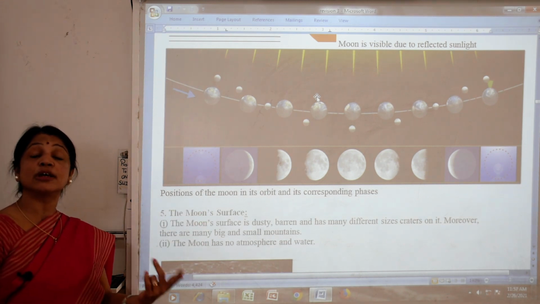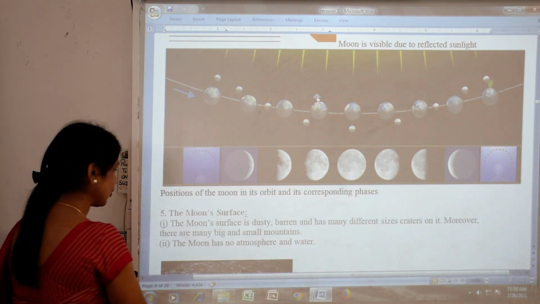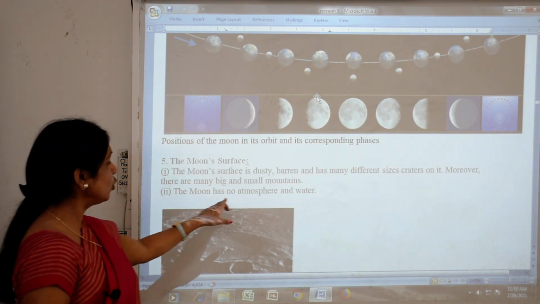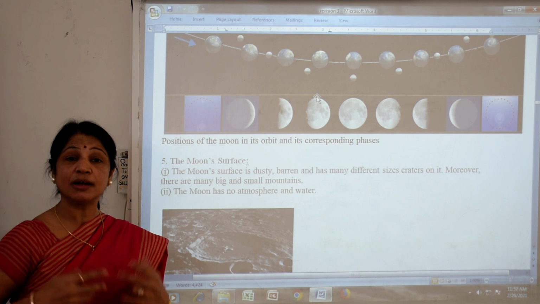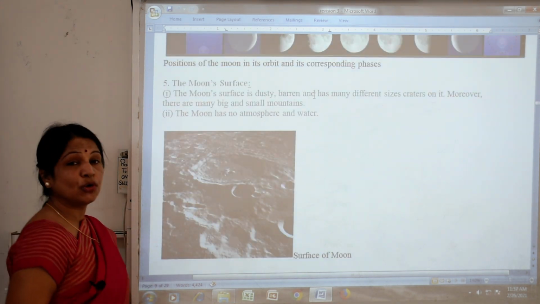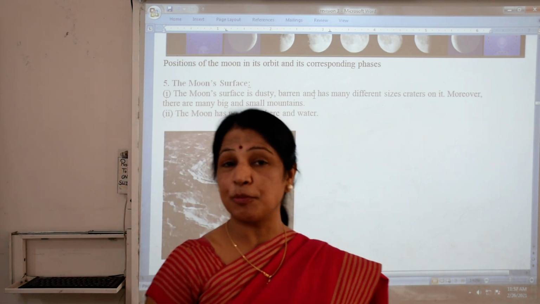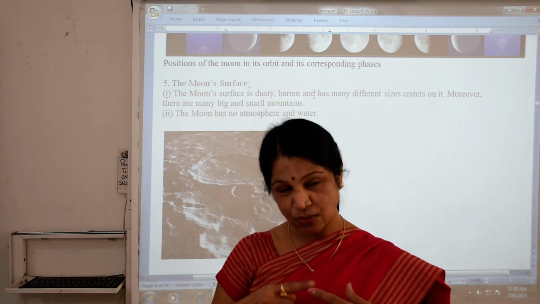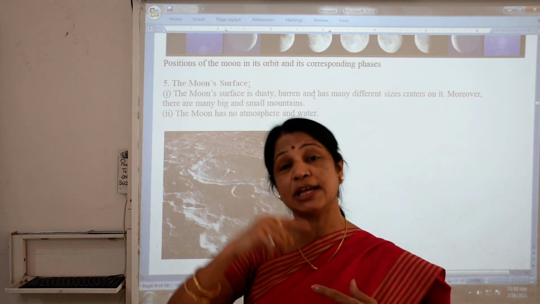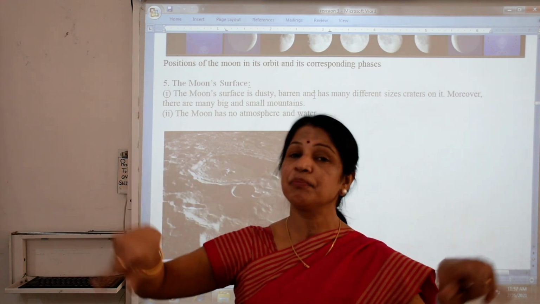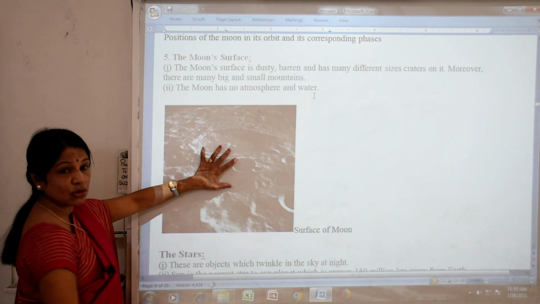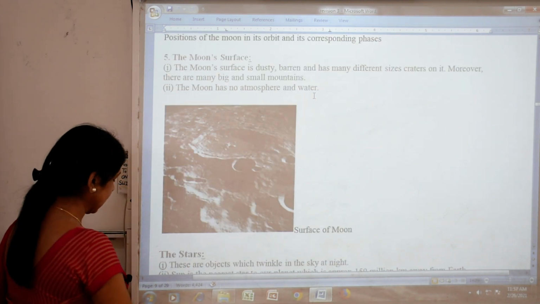What is the moon's surface? The moon's surface is dusty and barren, and the moon has no atmosphere and no water. Suppose we go and live on the moon, which is not possible, but we can go and travel there. Now we see the surface of the moon, which looks like this.